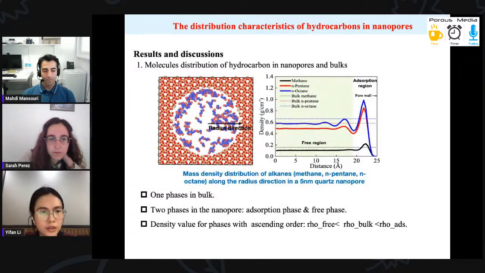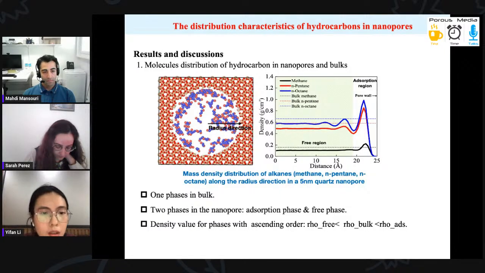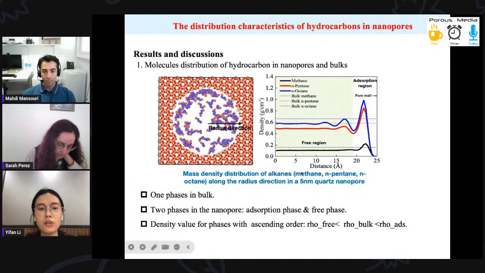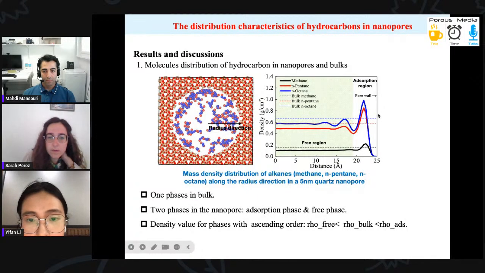So let's go to the results and discussion section. Here is the equilibrium configuration of our system, and along this direction is our radial direction, along which I captured the mass density distribution of alkanes in this 5 nanometer cylindrical nanopore. From this curve, the dashed line is the bulk fluid density, and the solid line is the distribution of density within the nanopore.